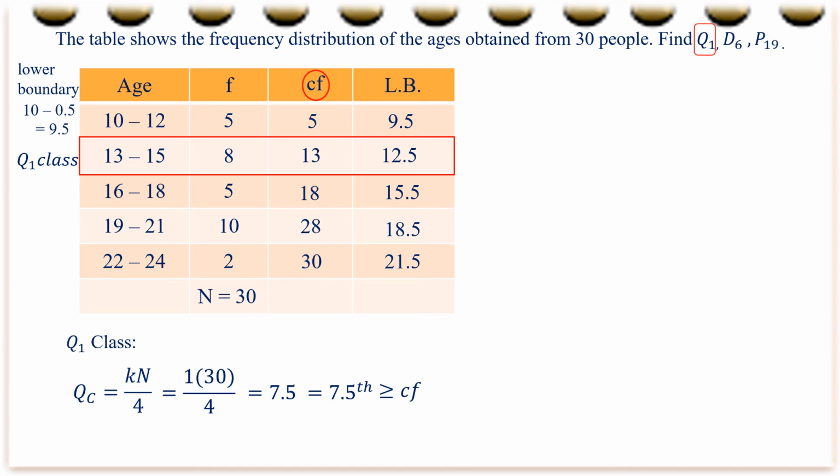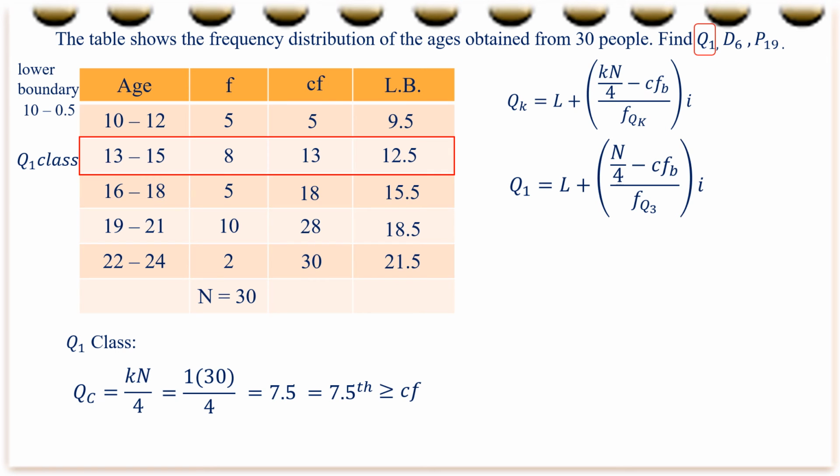After determining the Q1 class, let us have the formula for the quartile. Here we have L, which is equal to 12.5, the lower boundary, then CFB, which is equal to 5, and the frequency of your Q1 class, which is equal to 8. I remember we also have the class size, the i. We either count 10, 11, 12, which is equal to 3, or 13 minus 10, which is equal to 3. So i is equal to 3.